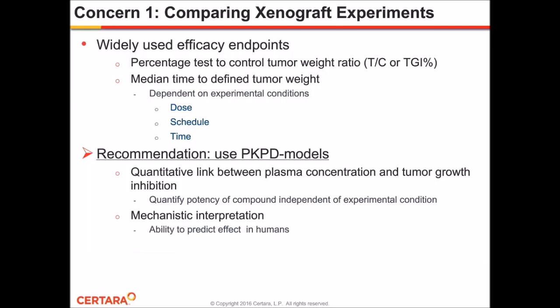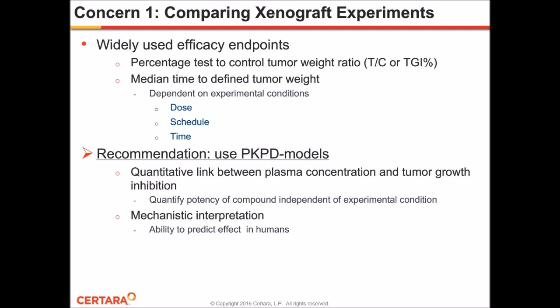So when doing preclinical experiments in rodents, the most widely used efficacy endpoint is a percentage test to control of tumor weight ratio. This is typically also the figure that you will get from your CRO as part of your study report. But sometimes also the median time to reach a defined tumor weight is used. It should be kept in mind that those figures are dependent on the experimental conditions. So those values will change when you change the dose regimen, and the time.